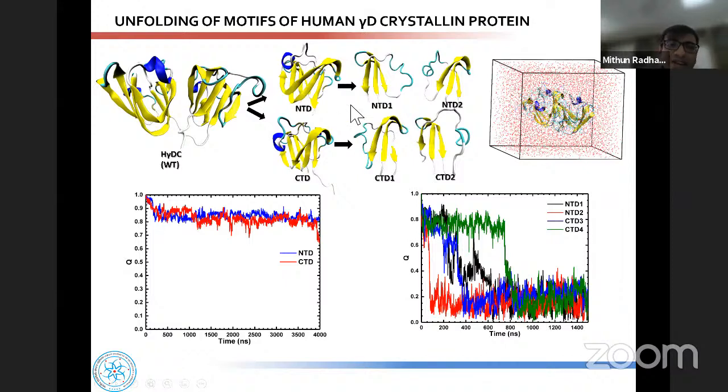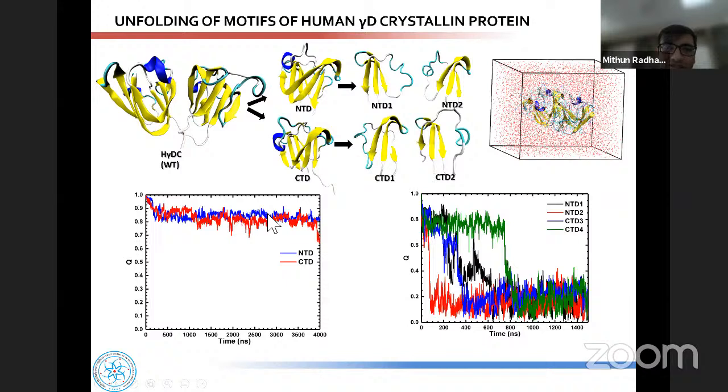And even within the NTD, there are two domains, NTD1, NTD2, CTD1 and CTD2, right? So we did molecular dynamics simulations of this protein in explicit water and so on. What we see here, I've plotted the fraction of native contacts as a function of time. We have done this up to 4 microseconds. It's a huge task when it comes to MD. Experimentally, it's nothing, but yeah.